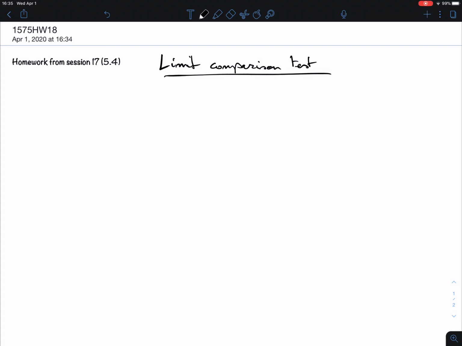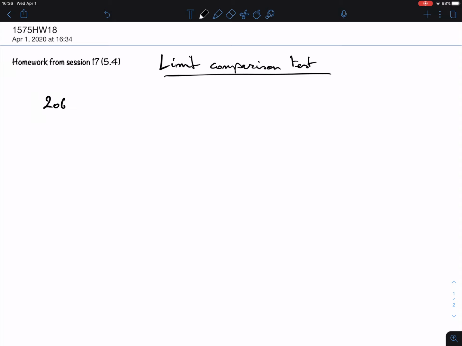Okay, so I'm going to go over the two problems that I assigned as special problems from the previous session. That was 5.4, limit comparison test. I'm going to only do the limit comparison test, and you're going to get, I'll announce it whenever, a quiz on this topic, and it will be something like the problems that I assigned. So let's do the first one.